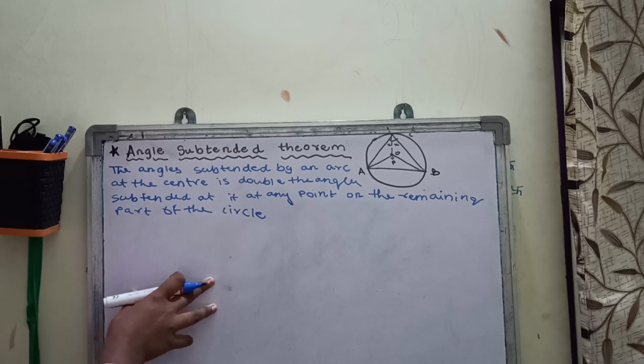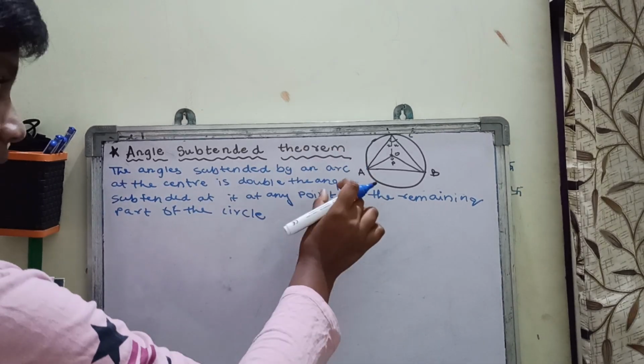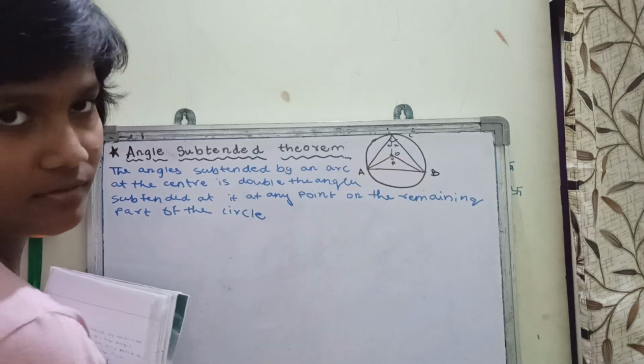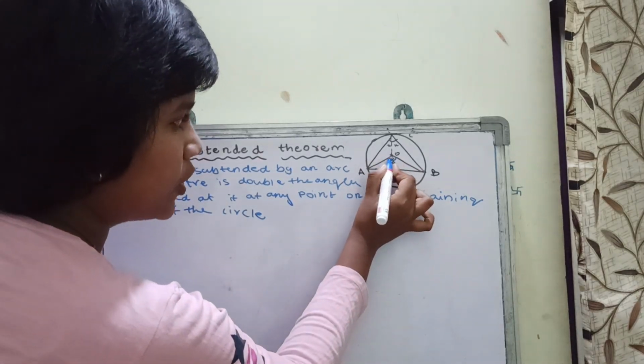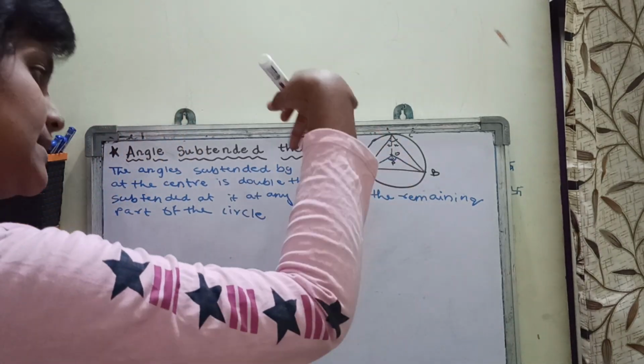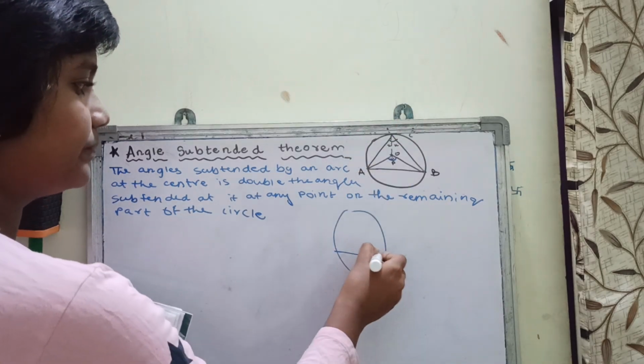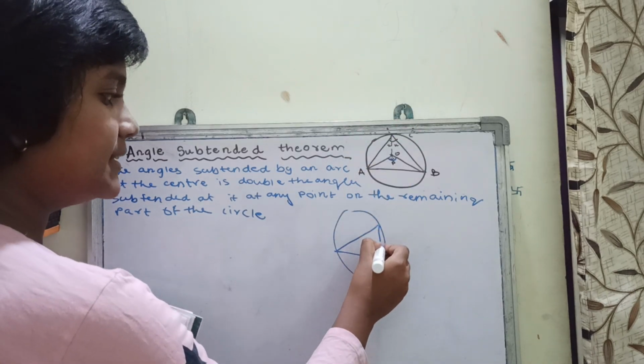As we have discussed earlier, the angle subtended by an arc at the center. So this is the angle we are talking about. At the center is double the angle subtended by it. Suppose this is the circle. The angle can be like this also.